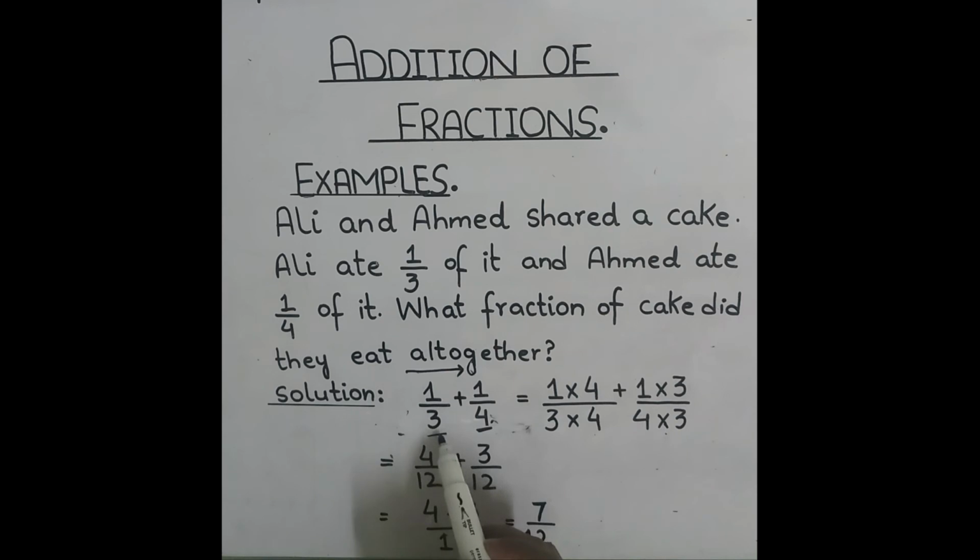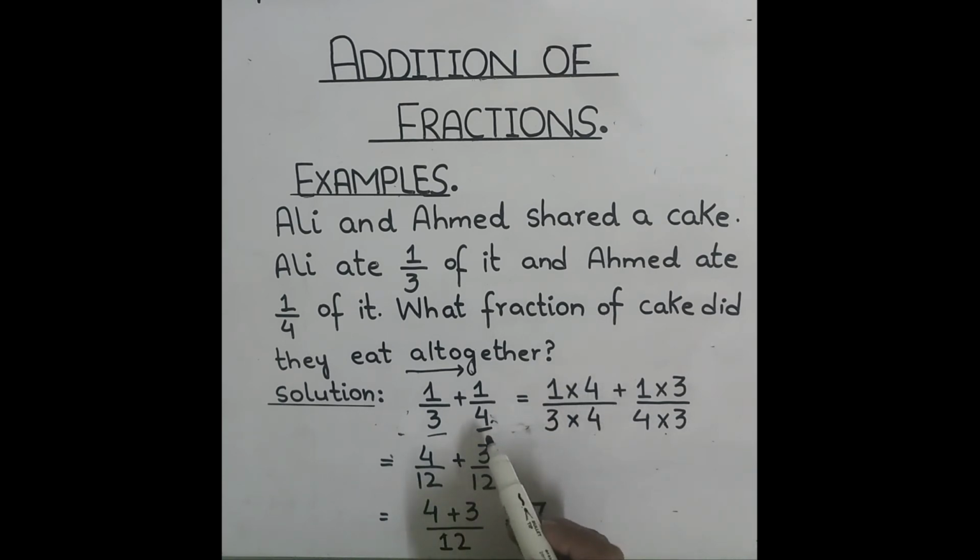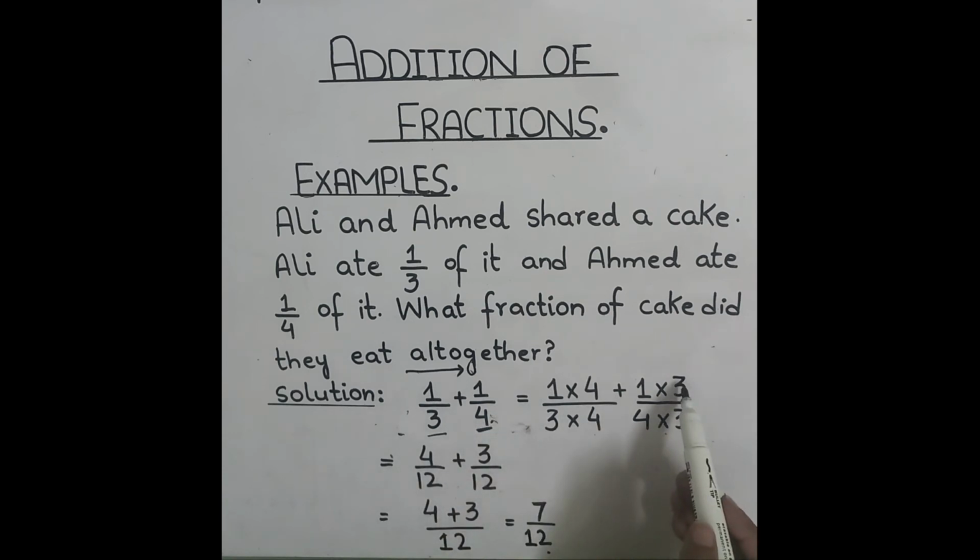3 into 4s are 12 and 4 into 3s are 12. So we will multiply 4 with this 3 in the denominator, also in the numerator. Plus we will multiply 3 with this 4 in the denominator, also in the numerator. 1 into 4s are 4, 3 into 4, 12, plus 1 into 3, 3, 4 into 3, 12. Now denominators have become same.